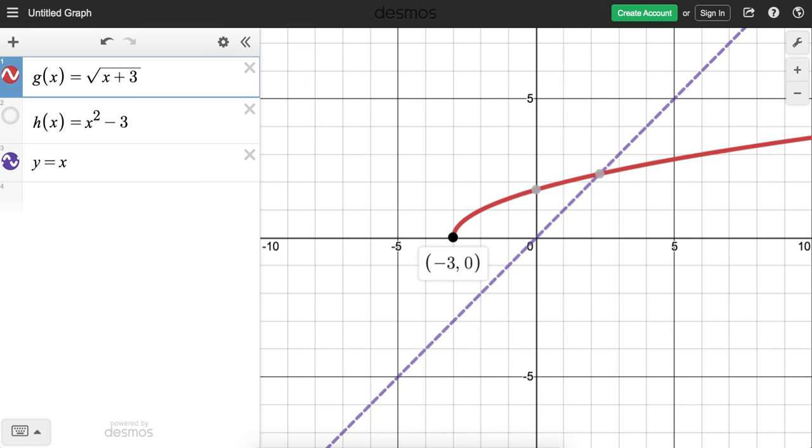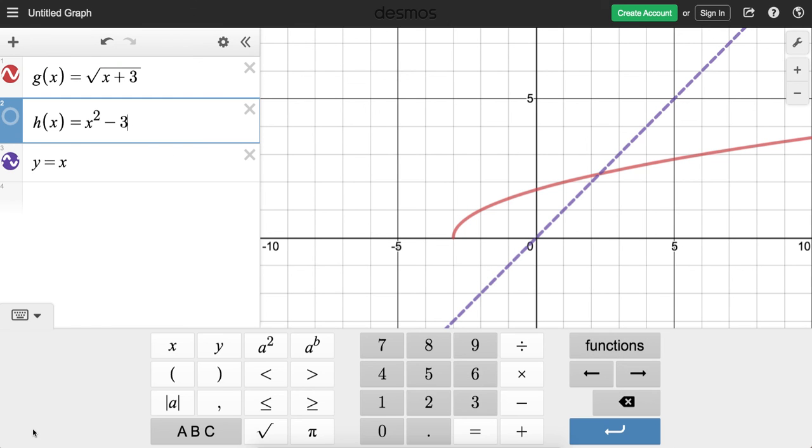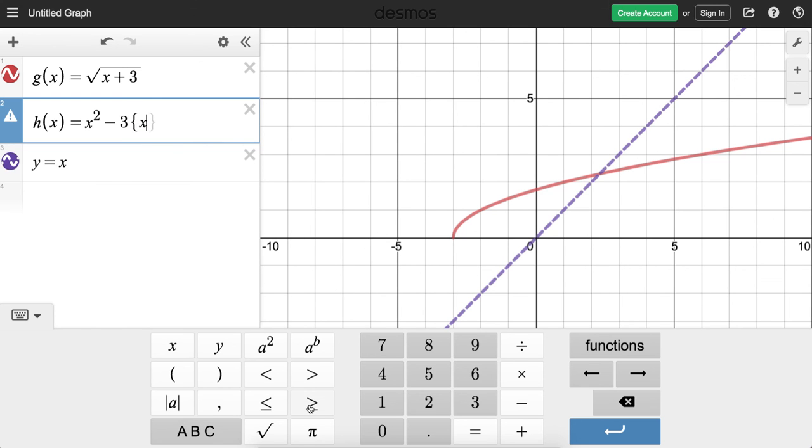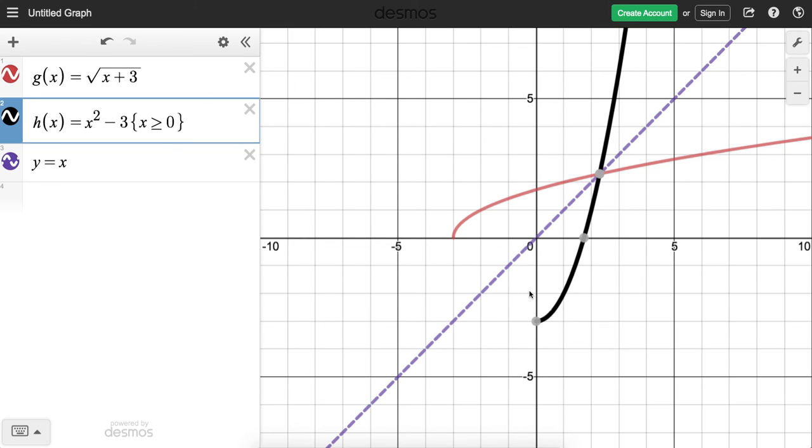To show that in Desmos, if we go to this function and go to ABC, take these little curly braces below the V and the B, it'll allow us to type in x, and go back to my numerical pad, greater than or equal to 0. Now if we graph that, the graph of the inverse in black here is a reflection of the graph in red across this diagonal line.